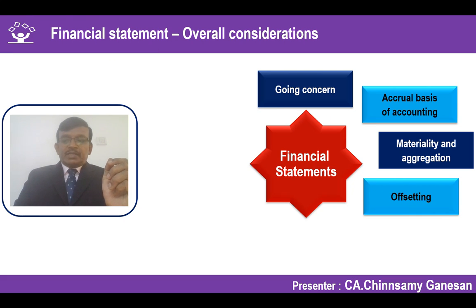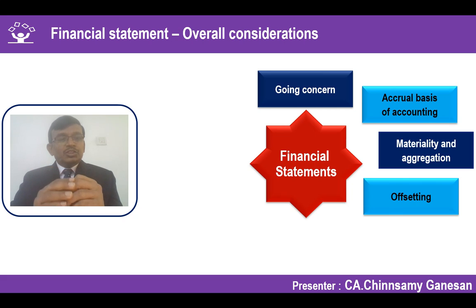Another important aspect Ind AS is talking about is whether an asset and a liability, or an income or expenditure, should be shown on a gross basis or on a net basis. That's what we call offsetting. For example, I have a financial asset. I also have a financial liability. Both of them are covered by Ind AS 109. Can I show them on a net basis?